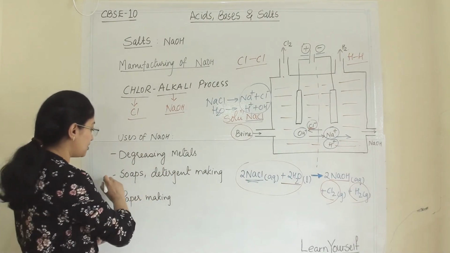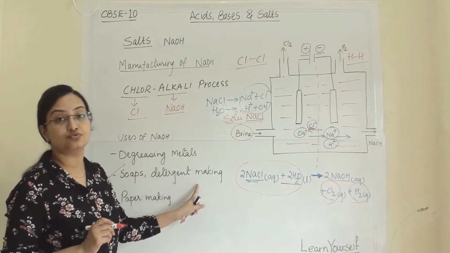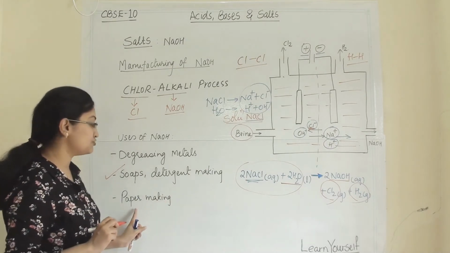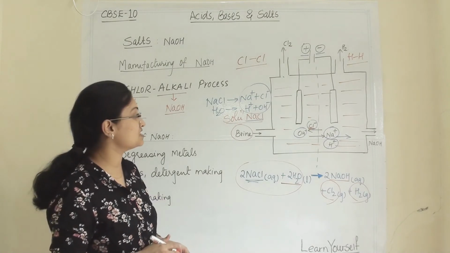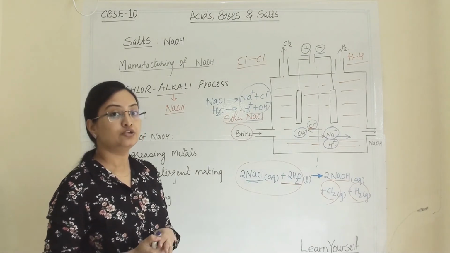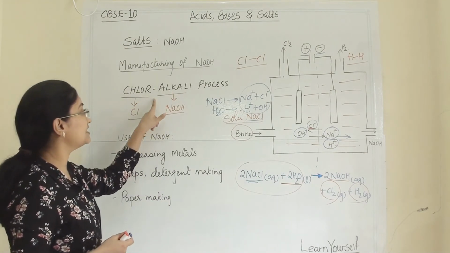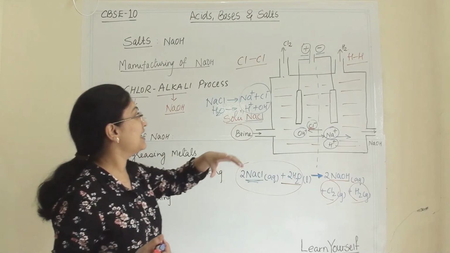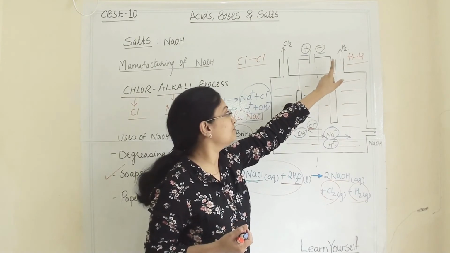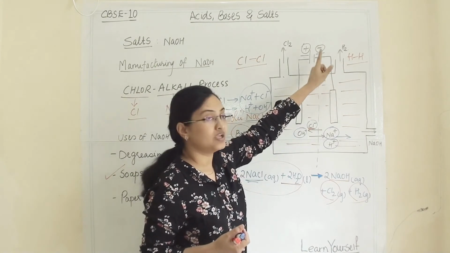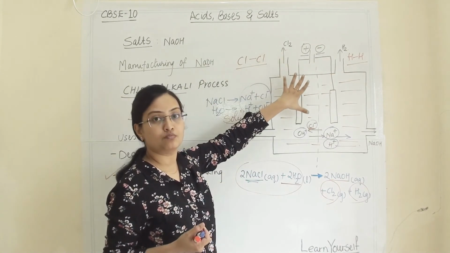And a very important use is in the manufacturing of soaps and detergents, where we are using sodium hydroxide. And also in the paper making process we are using sodium hydroxide. So this process is very important. From this, two reasons you are likely to get asked. One is why this process is called the chlor-alkali process, and the second reason is why, even though hydrogen is a positive ion, we get hydrogen gas from the negative electrode and chlorine gas from the positive electrode.